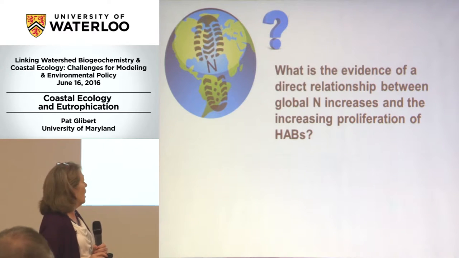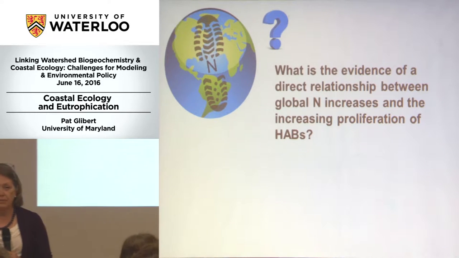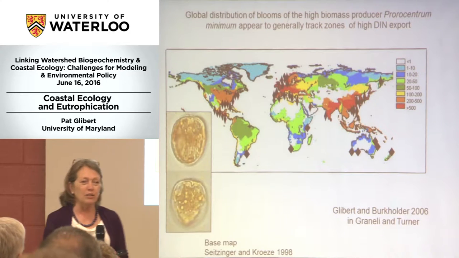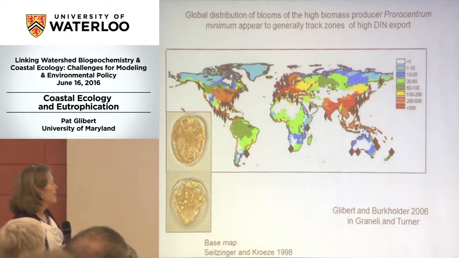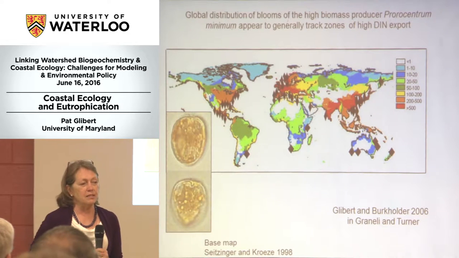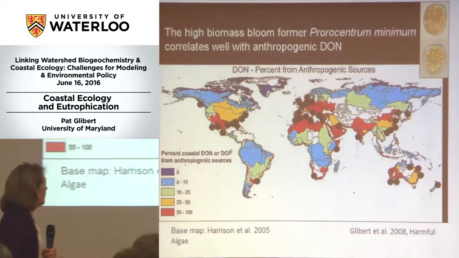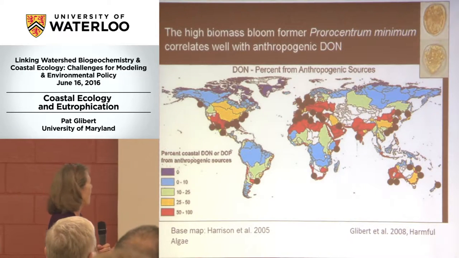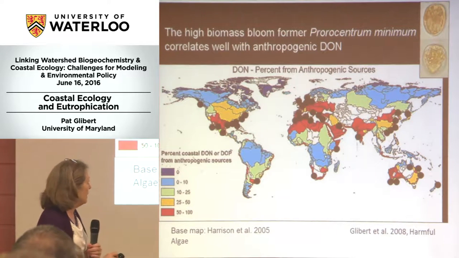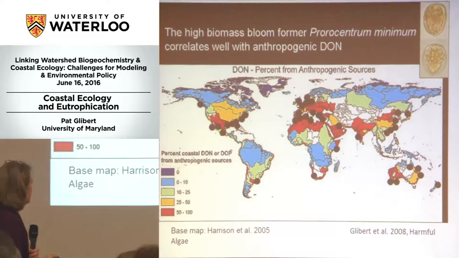So what's the evidence of a direct relationship between global changes in nitrogen increases and the increased proliferation of HABs? Well, a number of years ago, we took a model from Global NEWS, one of the very early ones. You'll be hearing more about Global NEWS over the coming days. This shows nitrogen export, and we just compared the occurrences of this harmful algal bloom species, Prorocentrum minimum, and it seemed to line up with those places where there was a lot of nitrogen export. We took that one step further using one of John Harrison's maps, where we looked at the percent of organic nitrogen coming from anthropogenic sources, and again, compared that to Prorocentrum minimum. And indeed, at least on a very broad scale, there is some correspondence.